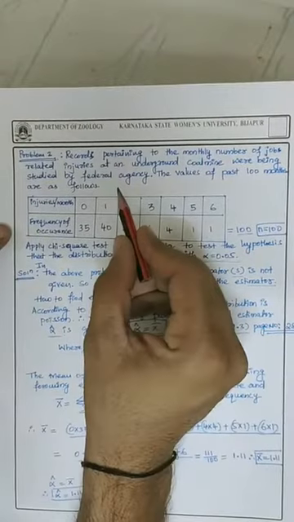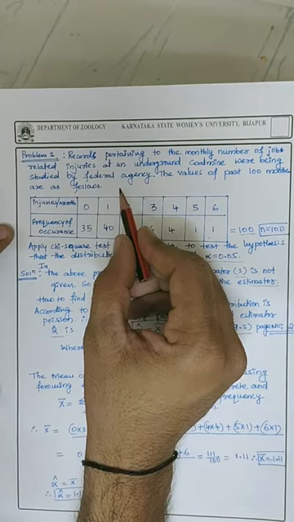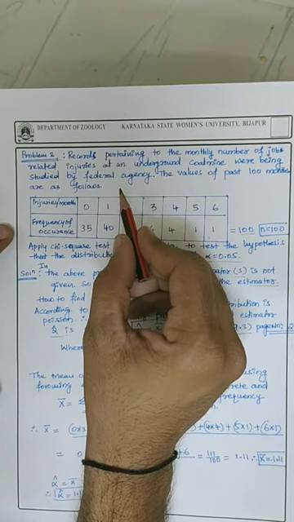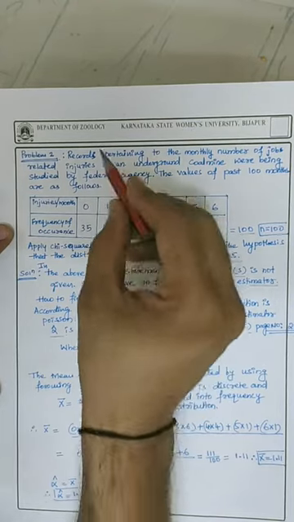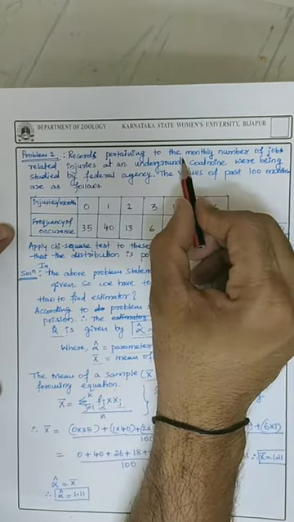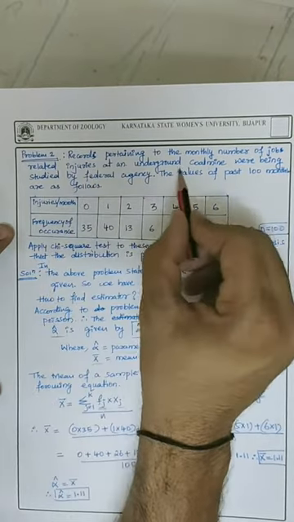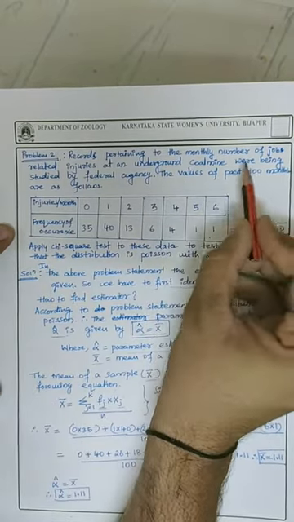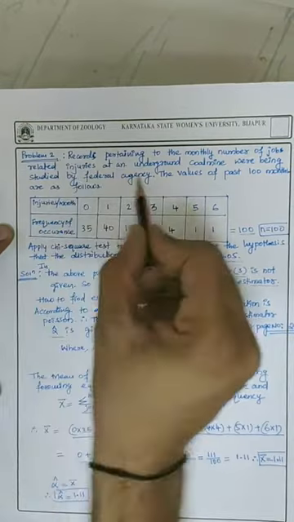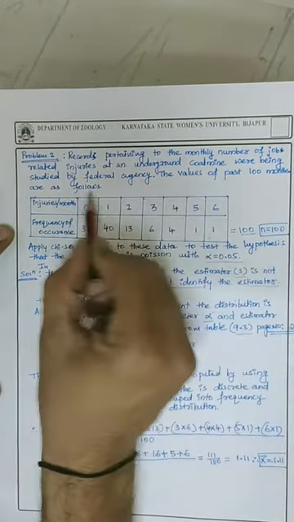So good morning everyone. In this video we will see how chi-square test is used for goodness of fit test. So the problem definition is: records pertaining to the monthly number of job-related injuries at an underground coal mine were being studied by the federal agency. The values of the past 100 months are as follows.